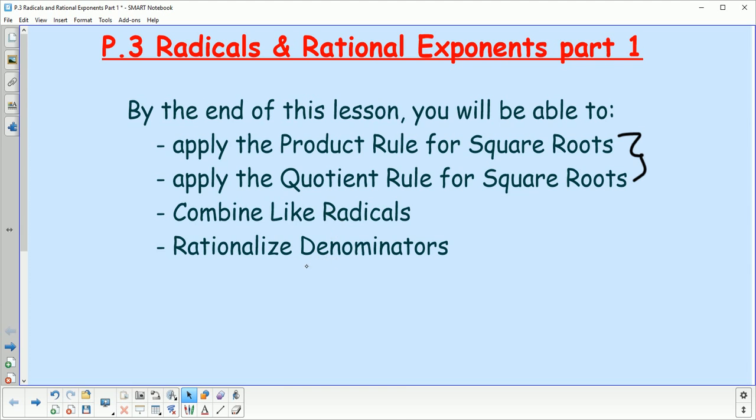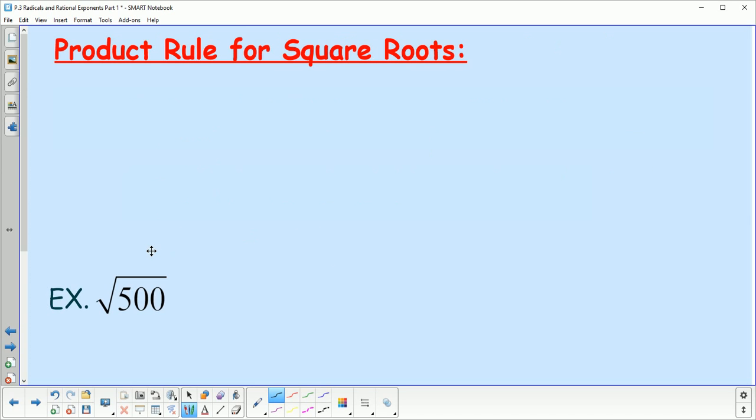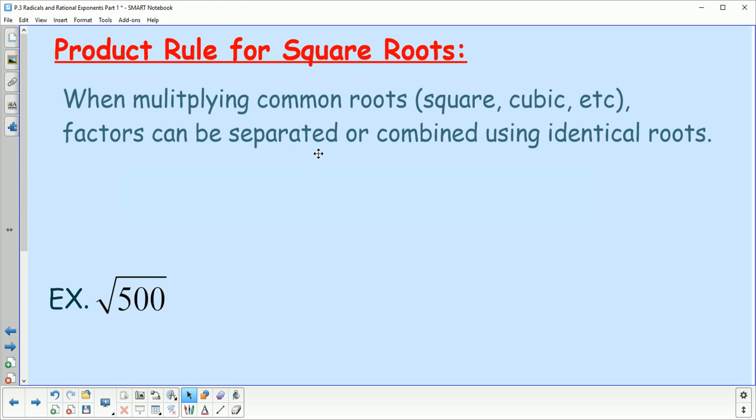And then we are going to look at the last thing, probably the newest stuff for us, on how to rationalize a denominator. Okay, so starting off, the product rule for square roots is when we're multiplying common roots, and we wrote square roots here, but really it means anything cubic, quartic, quintic, anything on up. The factors can be separated or combined using identical roots.